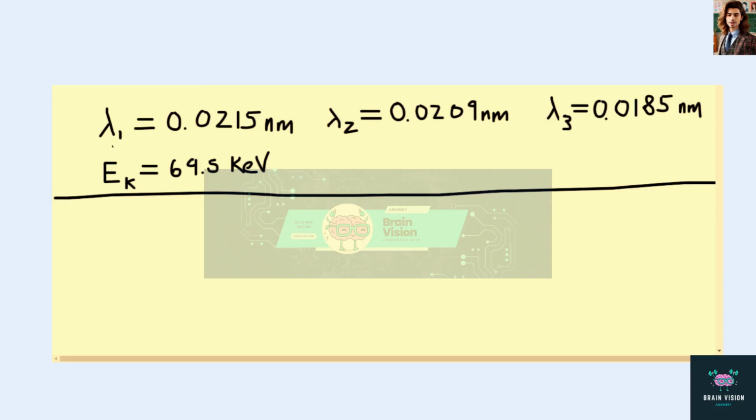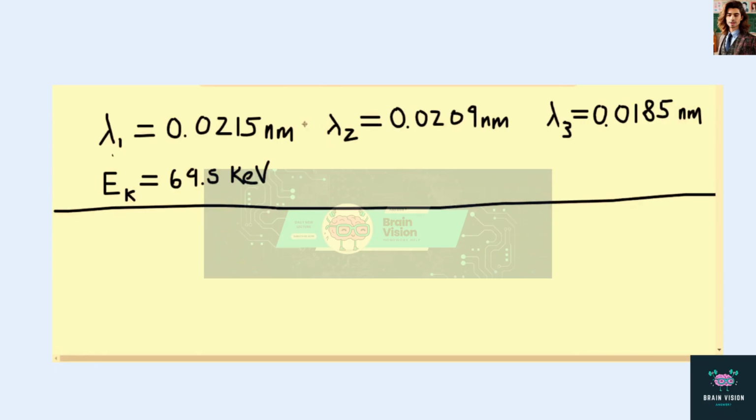We have these different wavelengths of X-ray spectrum emitted in tungsten. I call them lambda 1 all the way up to lambda 3 with these associated values. The K-shell ionization energy, E sub K, is 69.5 keV. To determine the ionization energy of the L, M, and N shells, we're going to assume that these different wavelengths are the wavelengths of light emitted during the transition from K down to L, M, or N.